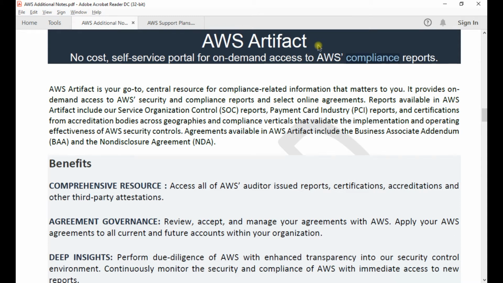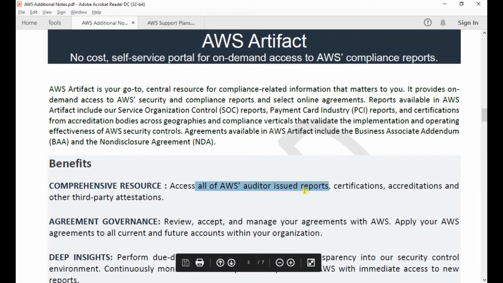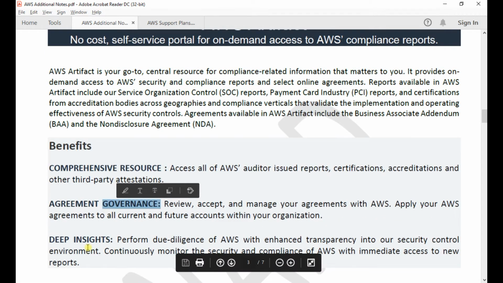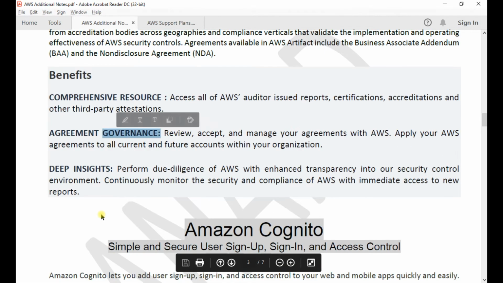We only discuss best practices during interviews: I learned this, I did that. But we are not supposed to tell about pricing factors, nothing like that. The benefits of audit control and compliance reports are access to all the auditor-issued reports, certifications and accreditations. This is all free for the infrastructure which is available. Agreement governance and deep insights are self-explanatory, please go through them.